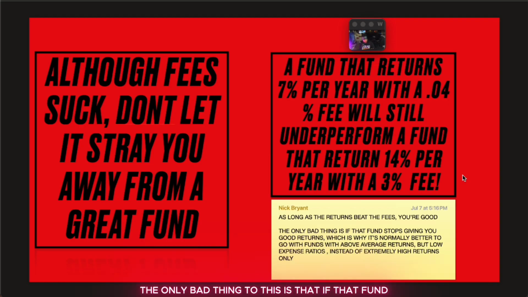The only bad thing to this is that if that fund stops giving you good returns, which is why it's normally just better to go with index funds that have an above average return but low expense ratio instead of extremely high return funds only.